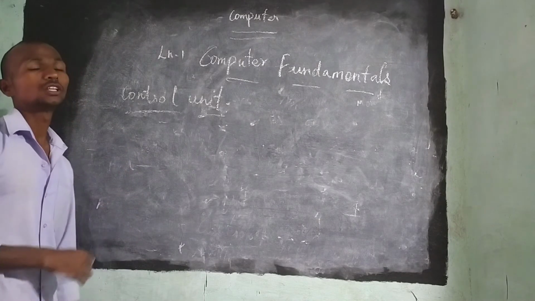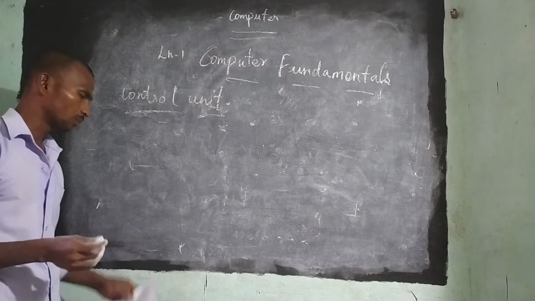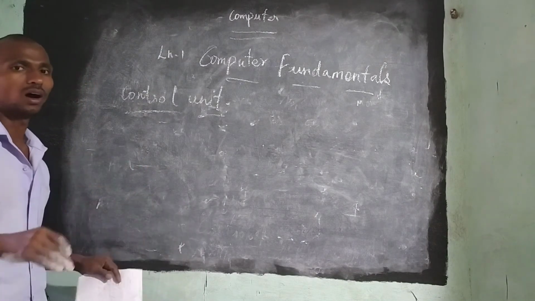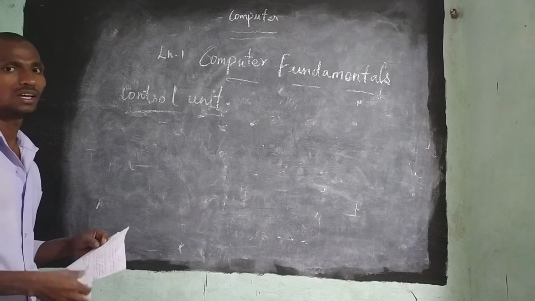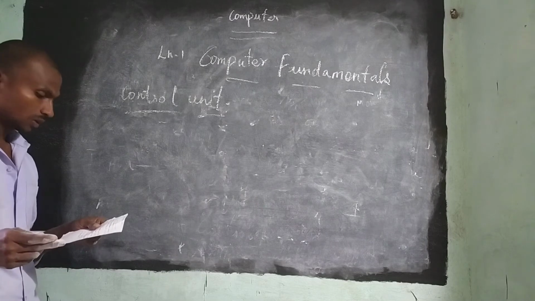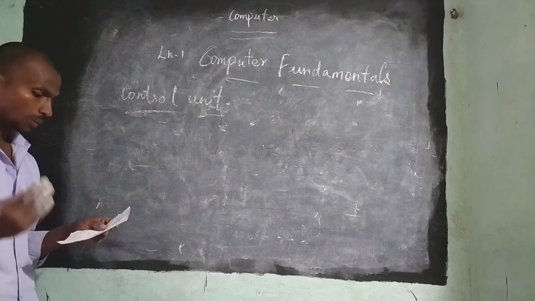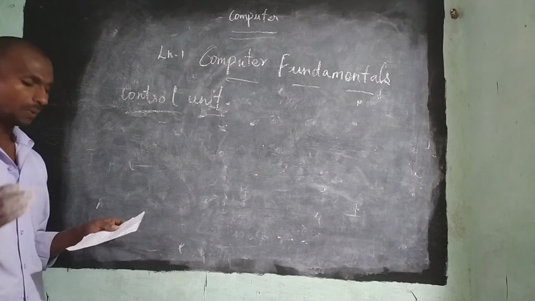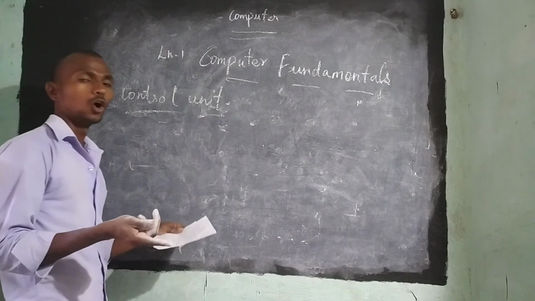Control unit. This unit coordinates all other units of the computer. Okay, what is it doing? It is coordinating. Coordinating means combining all the units of the computer, controlling all the units of the computer. It directs the input unit to send the data to the memory unit for storage and to the ALU to perform the operation, and after finishing the process it will send to the output unit.